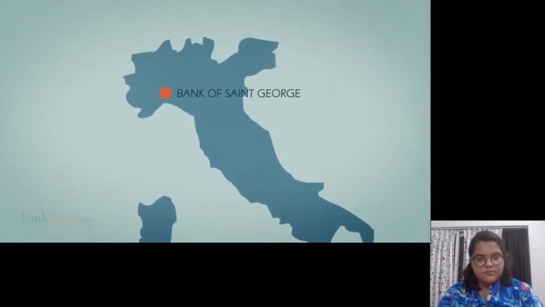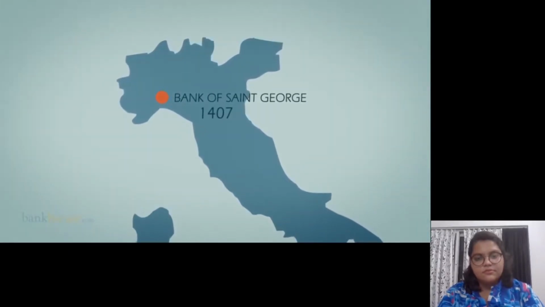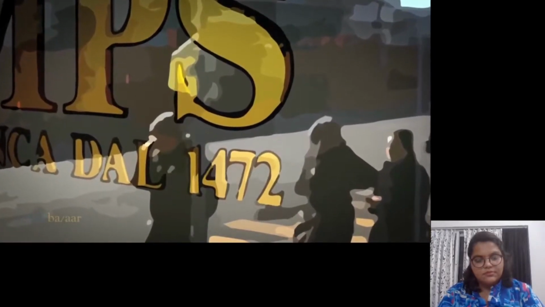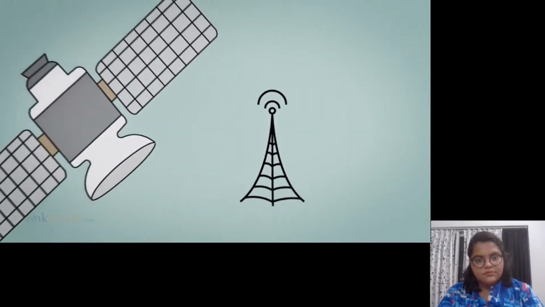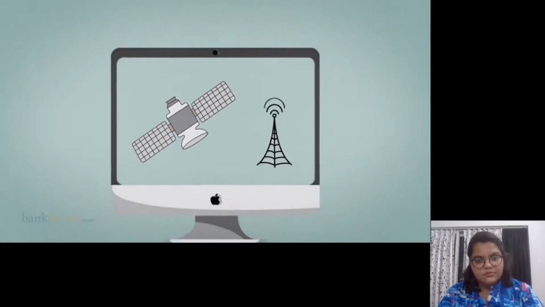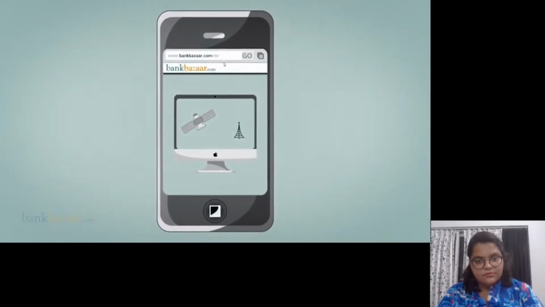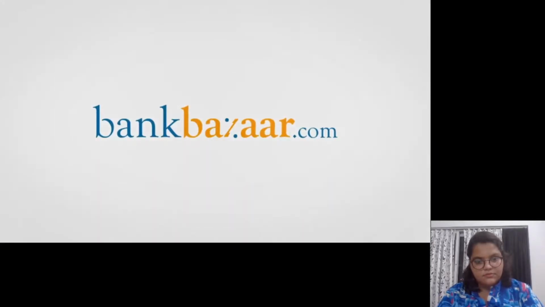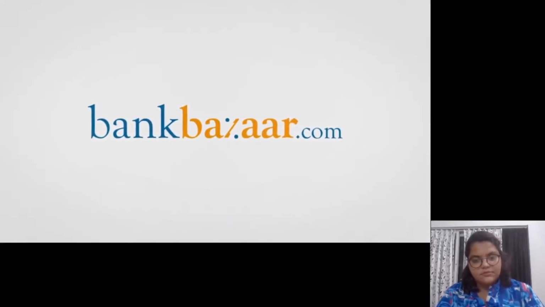The world's first bank is the Bank of St. George in Italy, which was founded in 1407, whereas Monte dei Paschi is the oldest surviving bank since its inception in 1472. With technological advancement, the whole banking process is now confined to small mediums like computers and mobiles, which have made banking a simpler process. Just a click on your computer, and you're into the money world in no time.